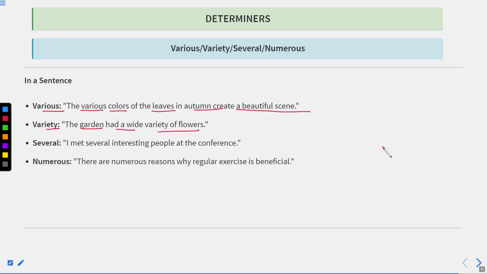Several: I met several interesting people at the conference. It means some interesting people. Numerous: there are numerous reasons why regular exercise is beneficial. It means there are many reasons why one should exercise. It means many reasons why regular exercise is beneficial. So these are the actual uses of these words, that is various, variety, several, and numerous.